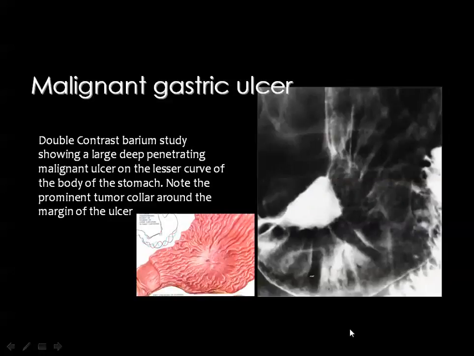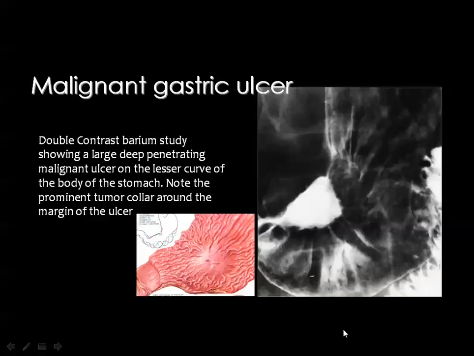But if you look at the mucosal folds, and you can see that the fold stops away from the edge of the ulcer, like this fold and this one, then you know that this is a malignant ulcer infiltrating the adjacent muscle layer of the stomach, as well as the mucosa. And so the mucosal folds cannot reach the edge of the ulcer because there is a malignant invasion of the peri-ulcer area.